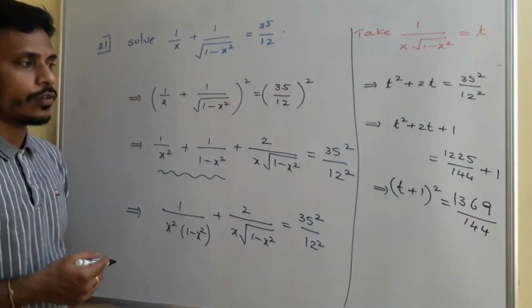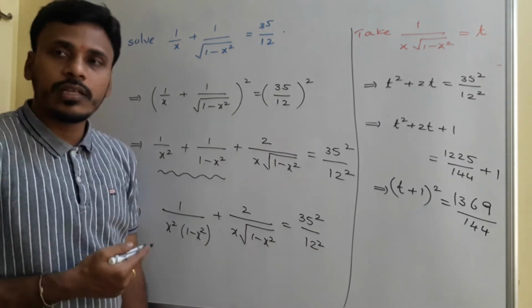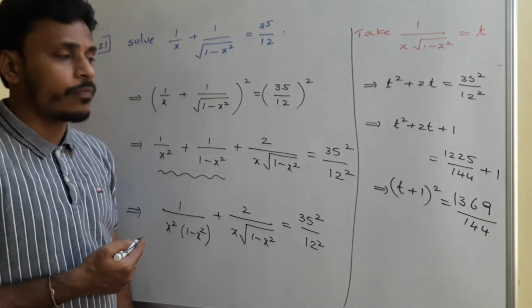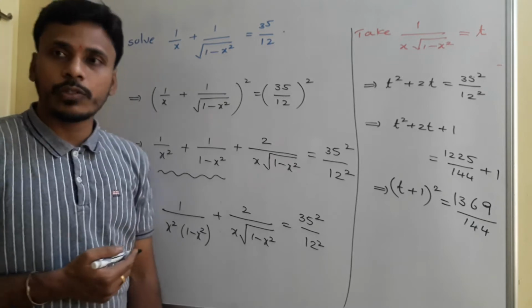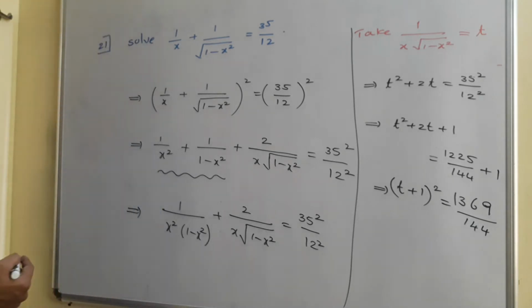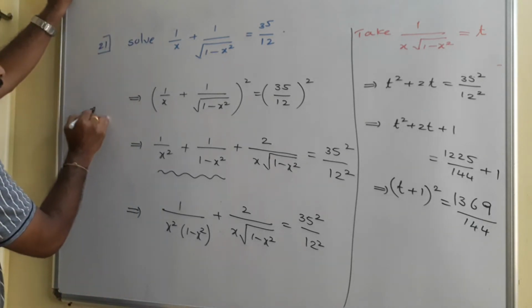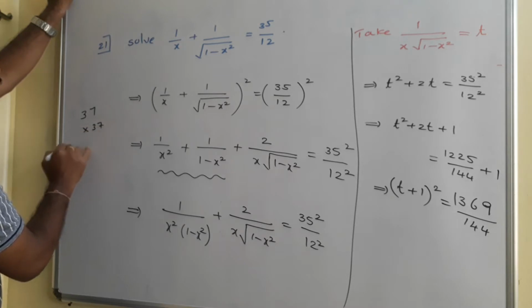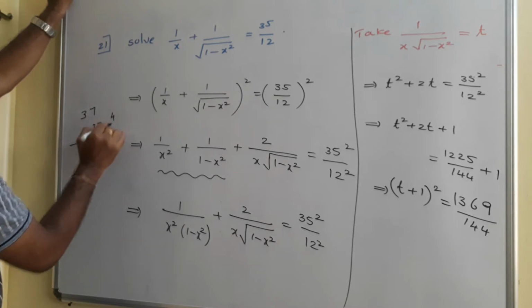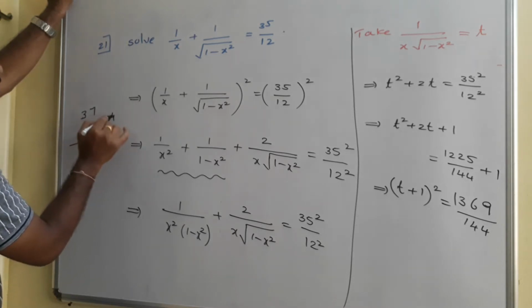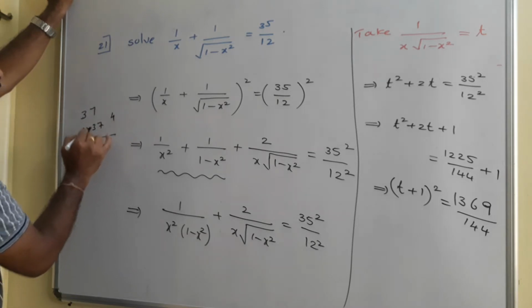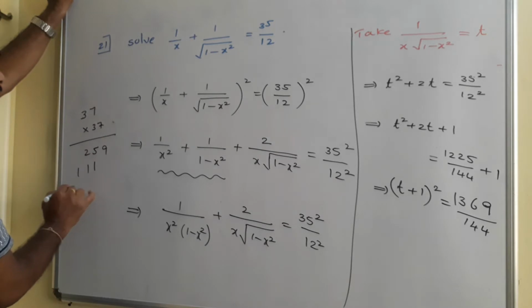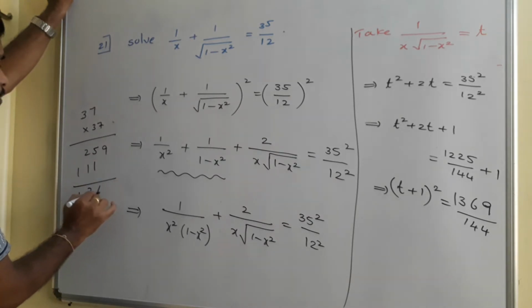So we need to search for it. 1369 is the square of which term? I think it may be the square of 37. So for that, I am calculating here. 37 into 37: 7 sevens is 49, 7 threes is 21, and 4, that is 25. 3 sevens is 21, 3 threes is 9, and 2, that is 11. So when I add, this is 1369.